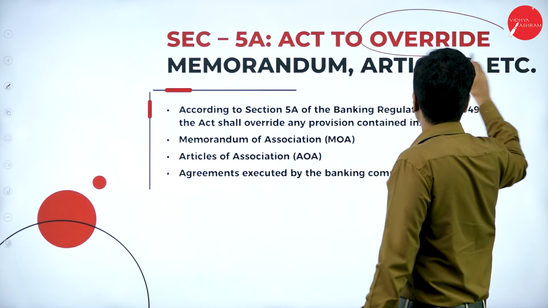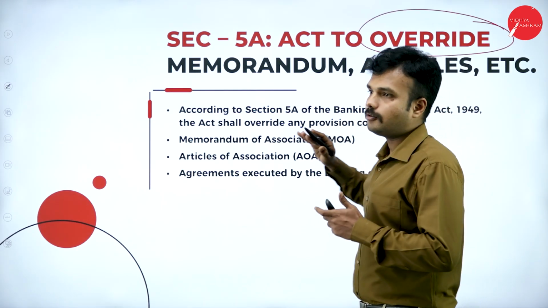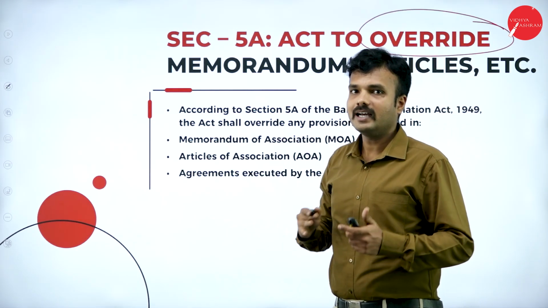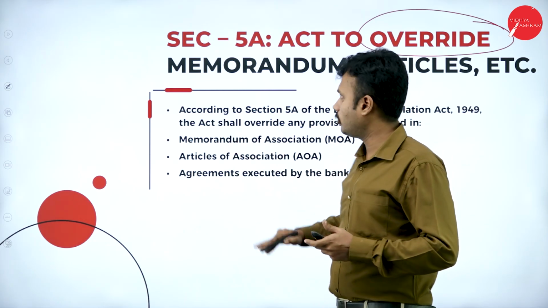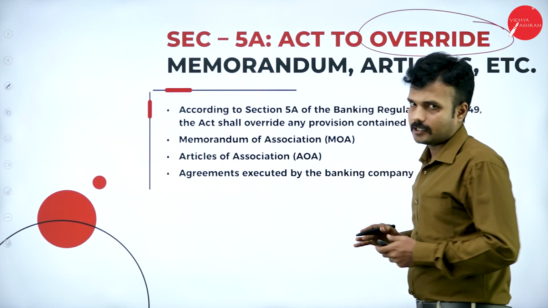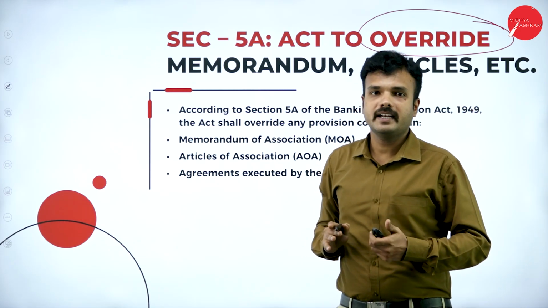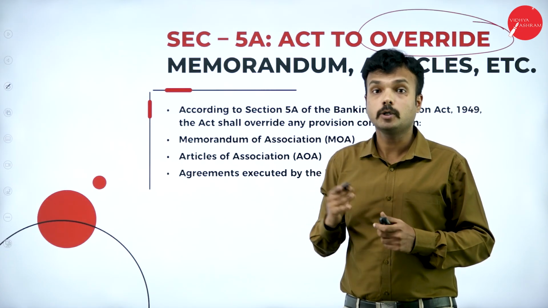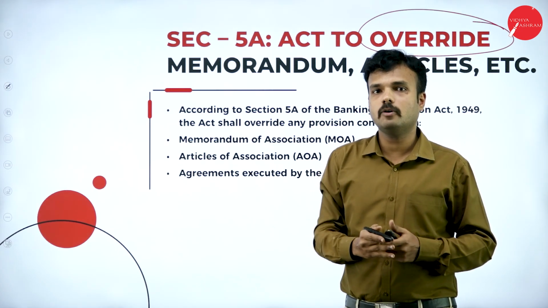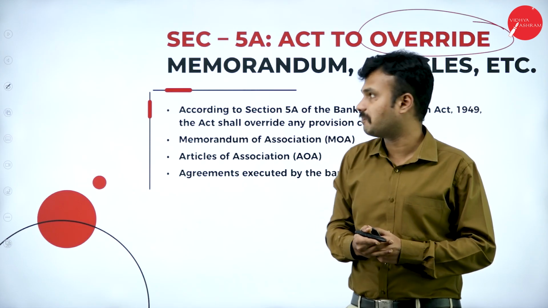So, override means it needs to find a way for escapism or refuse to follow. Means this Banking Regulation Act refuses to follow these articles and memorandum of association. So under the Companies Act 1956 or 2013, each and every company must have two documents, that is a memorandum of association and articles of association, right?